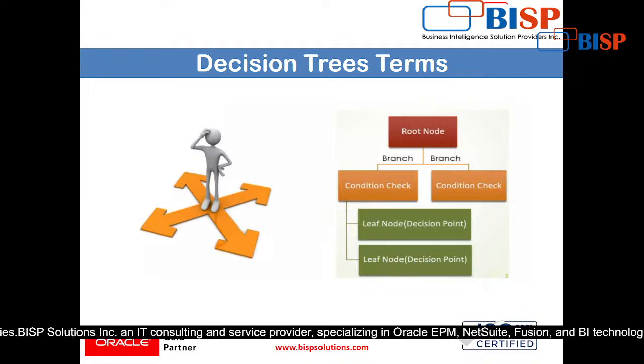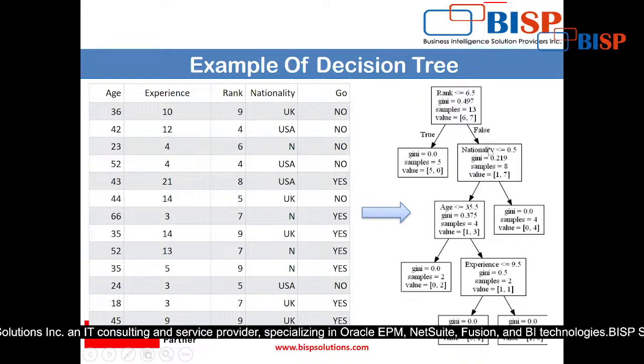Now, decision tree terms. Look at this root node, these are the branches, condition check, leaf node, decision point, right? Now let me explain the same thing with a very simple daily life scenario. A child has secured good marks and is willing to do engineering. Let's take any metropolitan city, it's up to you. Now this is the root node. The problem is whether to send the child or not.